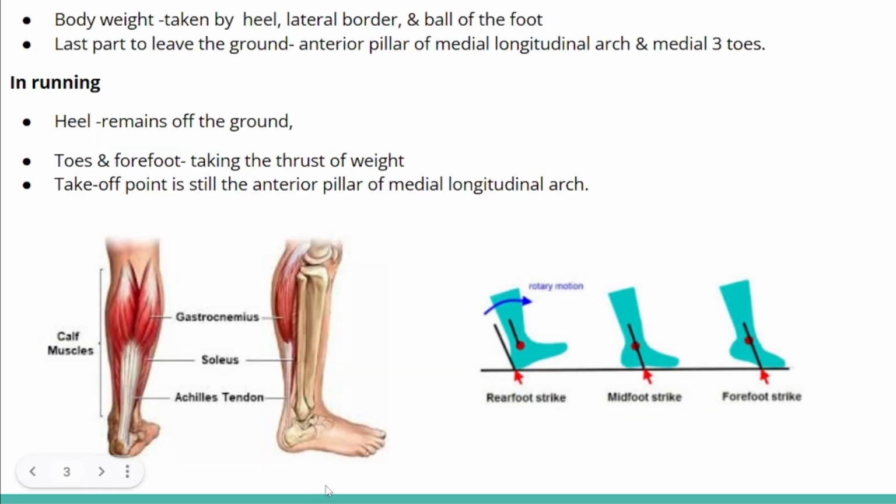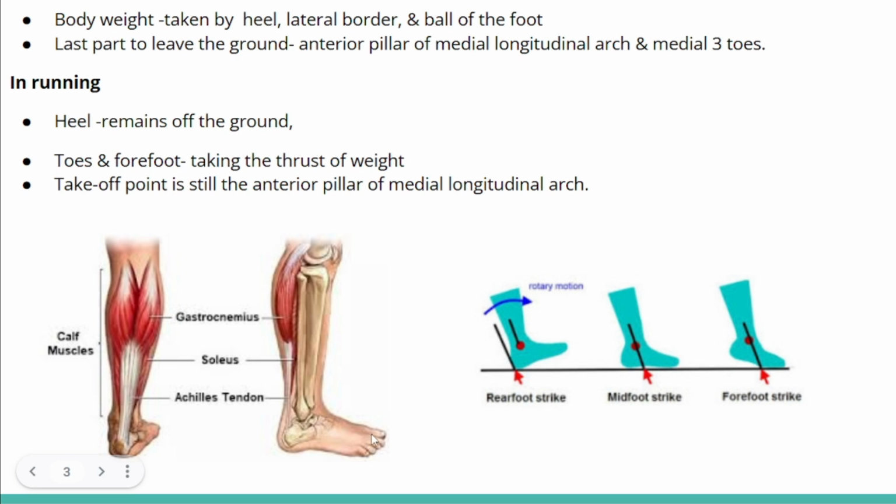When in standing position, where the entire foot touches the ground, the body weight is taken by three areas of the foot. It is the heel, lateral border of the foot, and the ball of the foot. Ball is where the heads of the metatarsal bones occupy. And when it comes to leaving the ground, the last part to leave is the anterior pillar of the medial longitudinal arch, which is the heads of three medial metatarsal bones and the medial three toes.